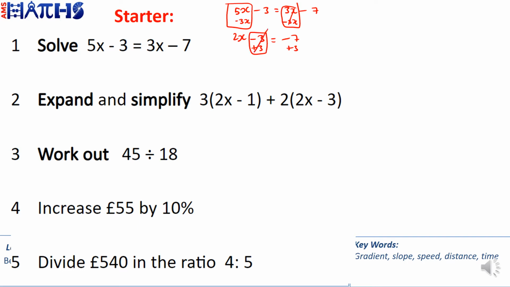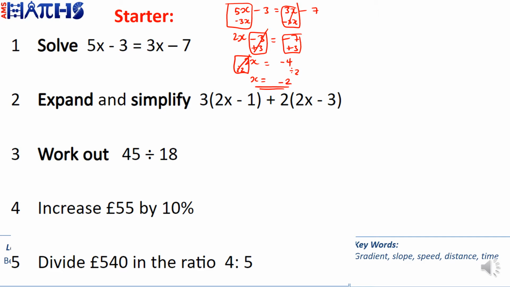So minus 3 plus 3 is 0, so we have 2x, and minus 7 plus 3 is minus 4. Our next step is to divide by 2. 2 divided by 2 is 1, so we're left with 1x. Minus 4 divided by 2 is minus 2, so our answer is x equals minus 2.